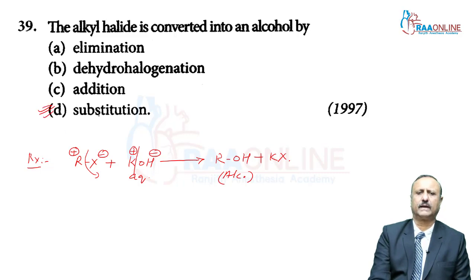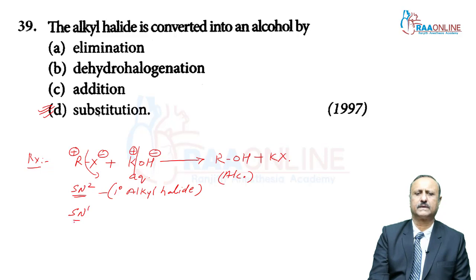When the alkyl group is primary, it is called an SN2 reaction. For primary alkyl halides, it is SN2, and for tertiary alkyl halides, it is called SN1.